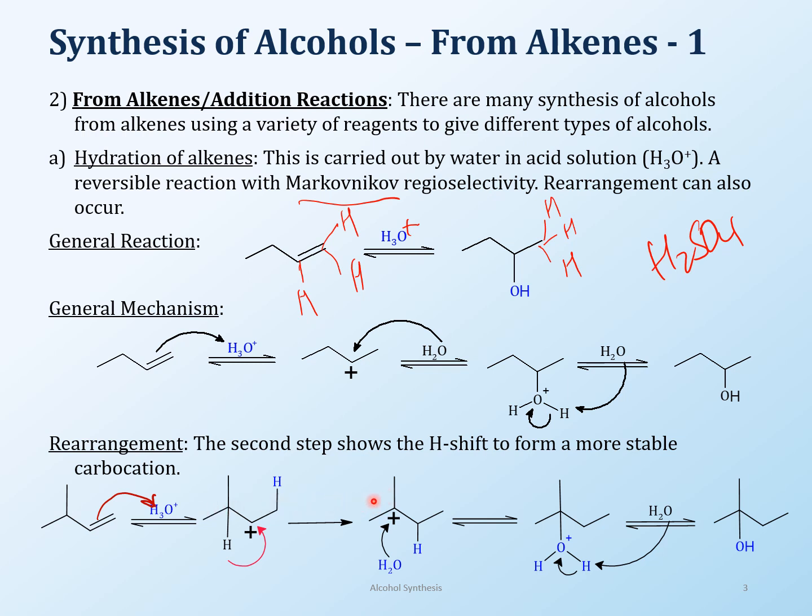Why does the shift occur? To form a more stable carbocation. Will a shift occur? Yes, it will. Okay, so if it is possible to have a shift, it will. So which means that the alcohol that you're not getting is the one with the OH over here. So wherever possible that you're going to have rearrangement, you will have rearrangement.